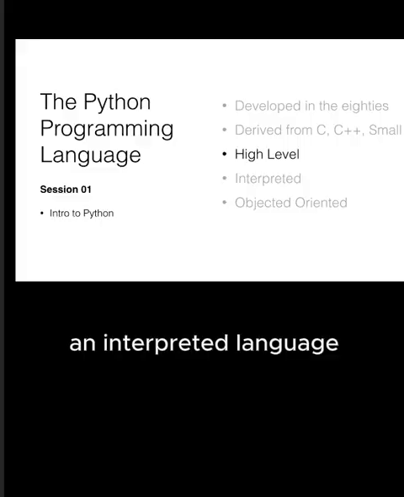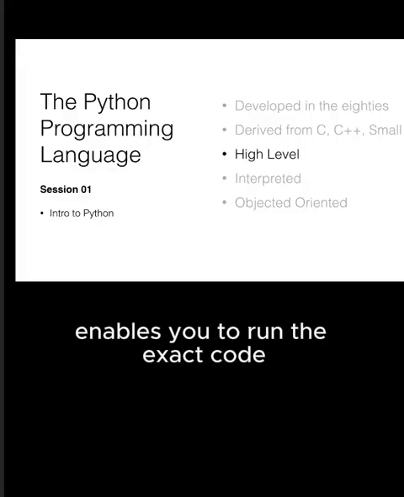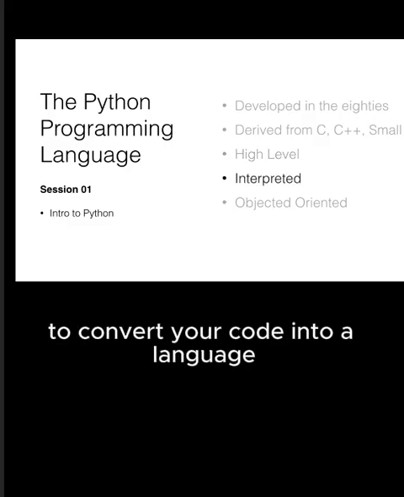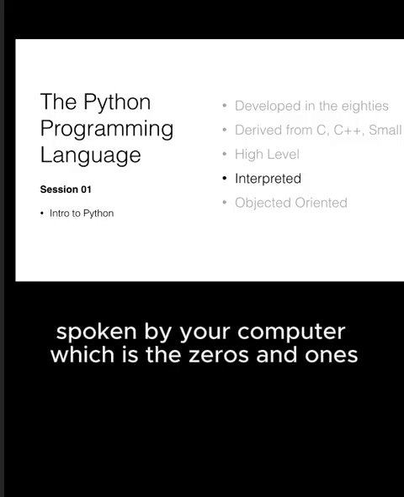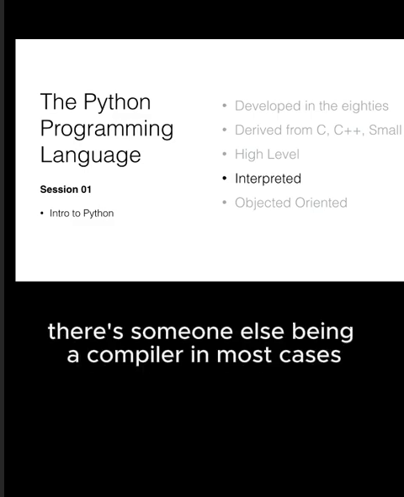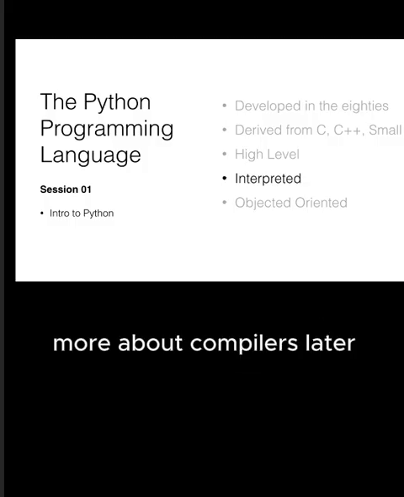An interpreted language enables you to run the exact code you wrote without having to rely on someone else to convert your code into a language spoken by your computer, which is the zeros and ones. There's someone else, being a compiler in most cases. More about compilers later.